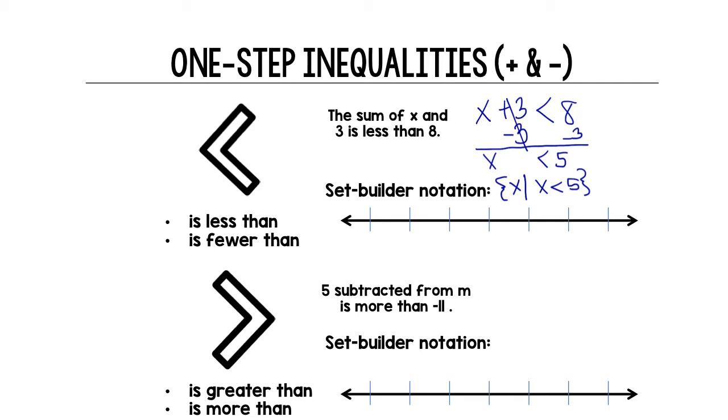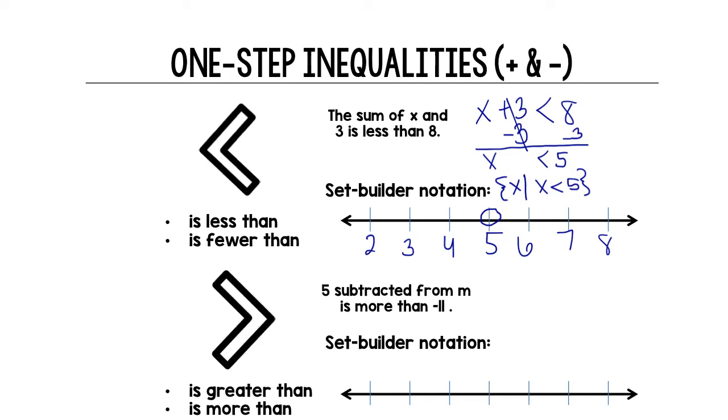We want to graph this. So let's label our number line. 1, 2, 3, 4, 5, 6, 7, 8. So our solution's at 5. And since it's x is less than 5, the less than tells us it'll be an open circle at 5. That means that 5 is not a solution, but every point infinitely up to 5 is included.